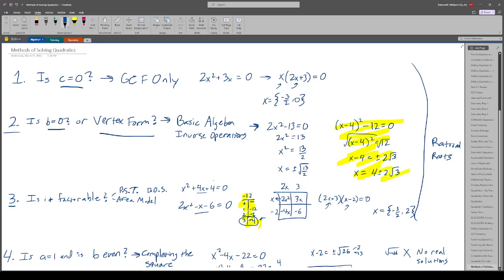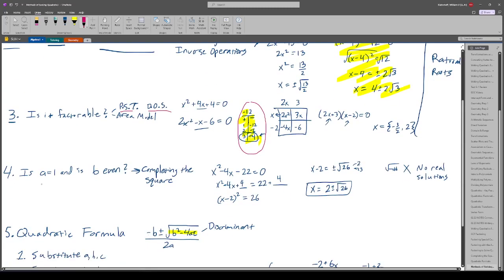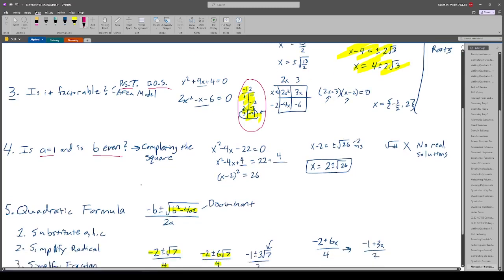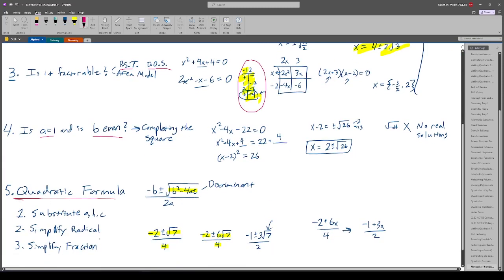We do a quick check to see if it's factorable using this list of factors. Or we check if it's a special case. If it's not factorable, then we do a really quick check. Is a equal to 1? Is b even? If so, complete the square. If not, we move on to quadratic formula.